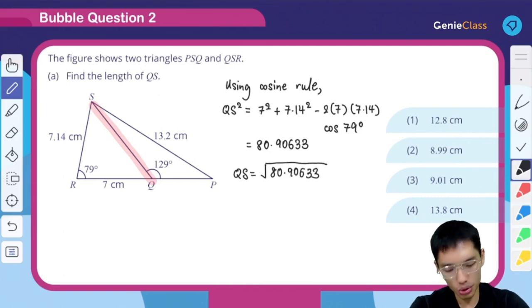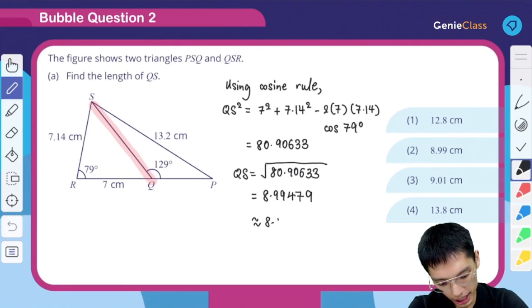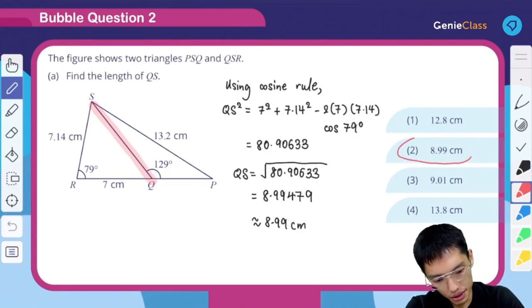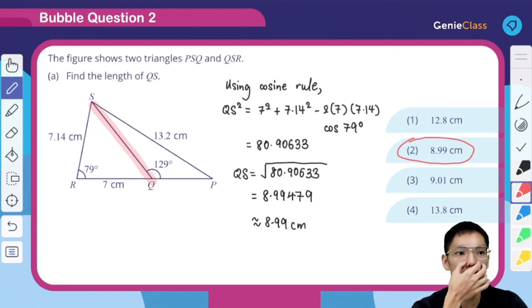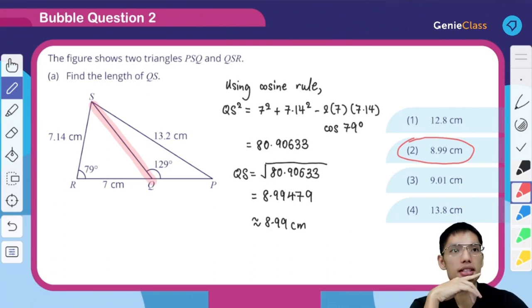80.90633. Taking the square root again, just doing this, 8.99479. Rounding up to 3SF, that's where I have 8.99 cm. Alright, so remember guys, moral of the story is if there's no straight line, please don't assume. Okay? Make sure of that. Okay, now moving on to my second bubble question for today.